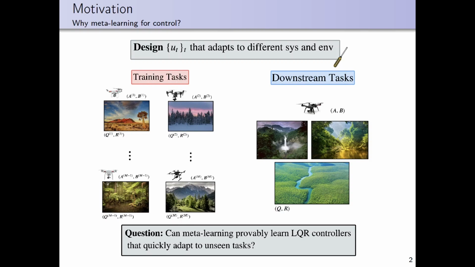This motivates the question, can meta-learning actually provably learn LQR controllers that can quickly adapt to unseen tasks? And I'm going to provide a positive answer for this question in this talk. We'll also emphasize that we are considering LQR here as a baseline for more complex control problems.